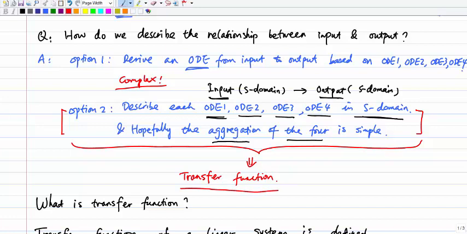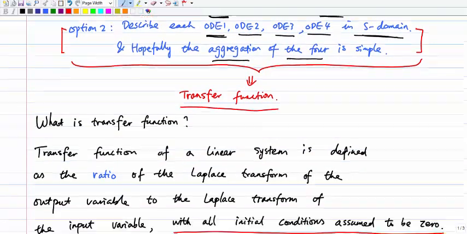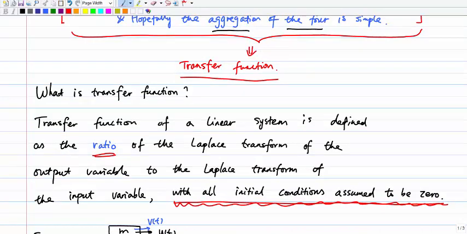Before talking about how we do this problem, I want to talk about what a transfer function is. The transfer function of a linear system or linear control system is defined as the ratio of the Laplace transform of the output variable to the Laplace transform of the input variable. Here there's a caveat: with all initial conditions assumed to be 0. We don't assume that the initial conditions are non-zero. We let all initial conditions be 0. So that's called the transfer function.